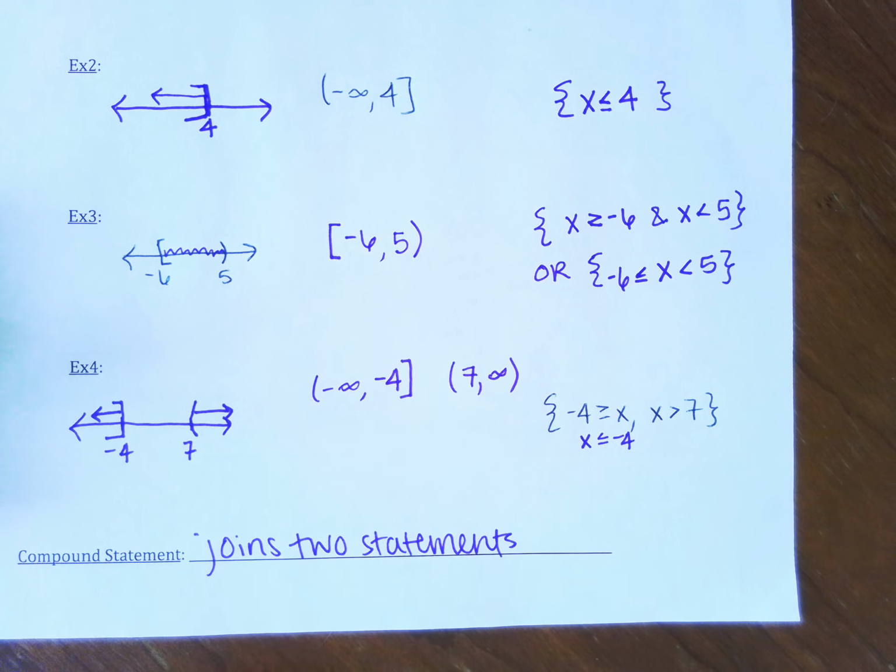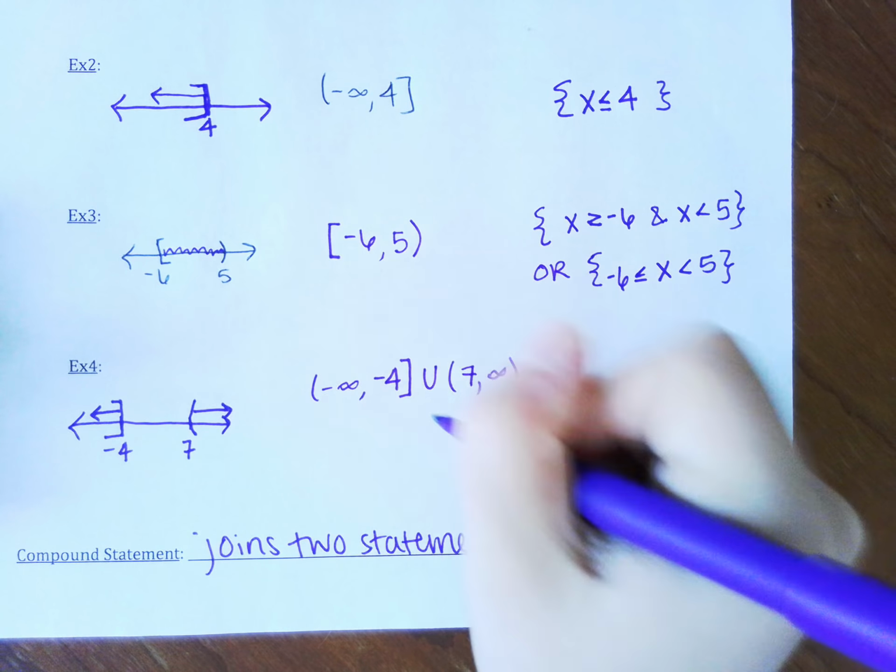And to symbolize that we are putting these two together, that they're both satisfied on this one, we use what's called a U here. This means union.